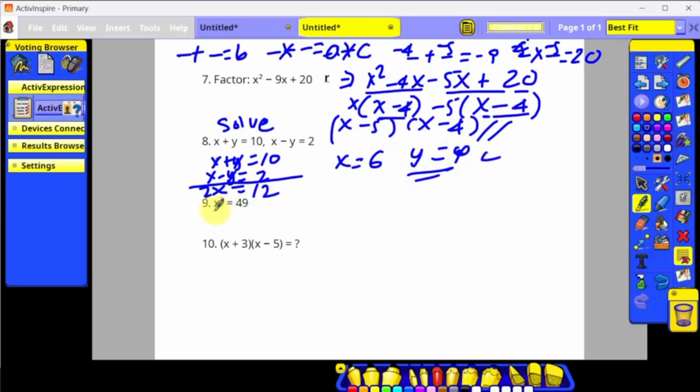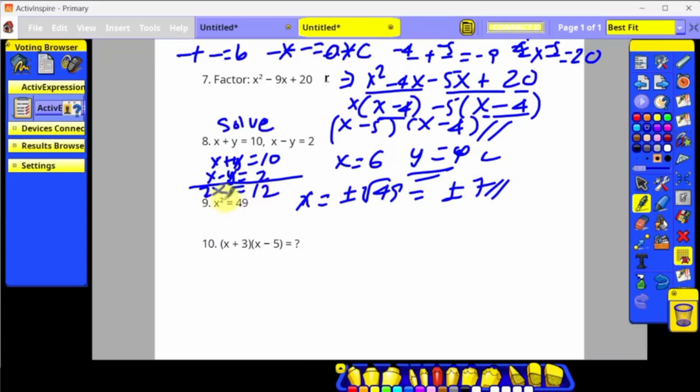So what's the value of x if x squared is equal to 49? X squared is equal to 49 means x is equal to plus or minus the square root of 49. Don't forget it's plus or minus. That is plus or minus 7 is the answer. It could be 7 or minus 7.